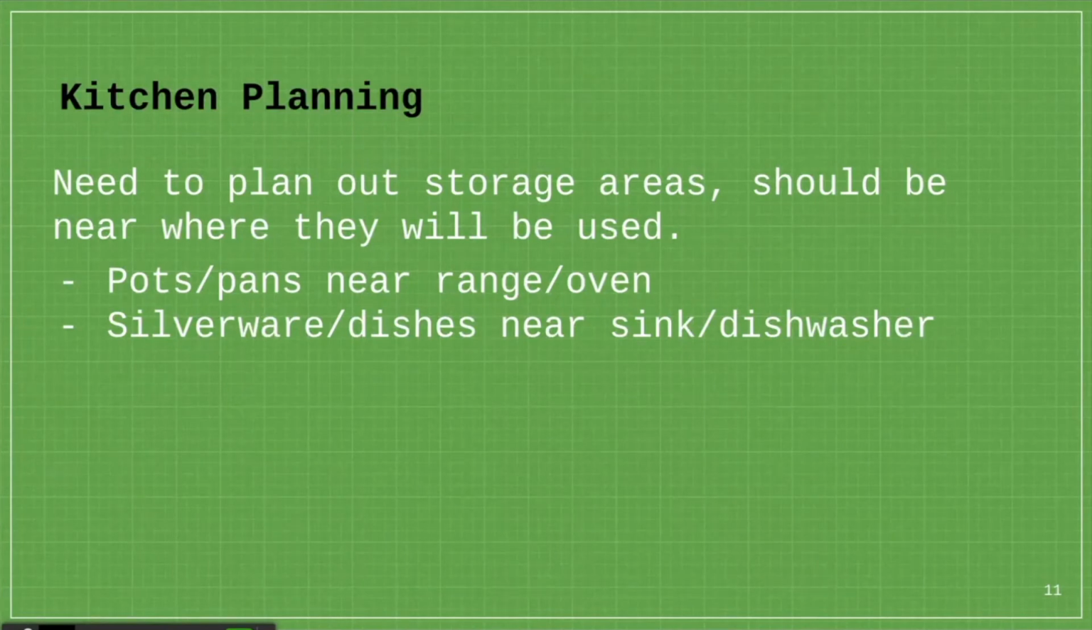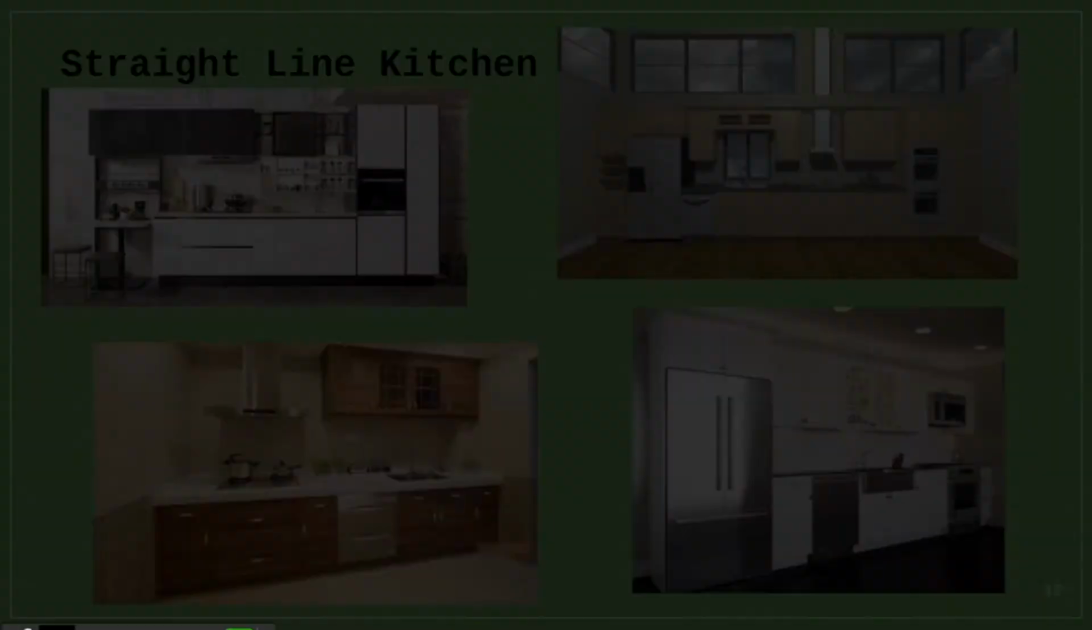You do need to plan out storage areas, and they should be near where they'll be used. Pots and pans should have a cabinet or storage space near the range or oven, and silverware and dishes near the sink and dishwasher.